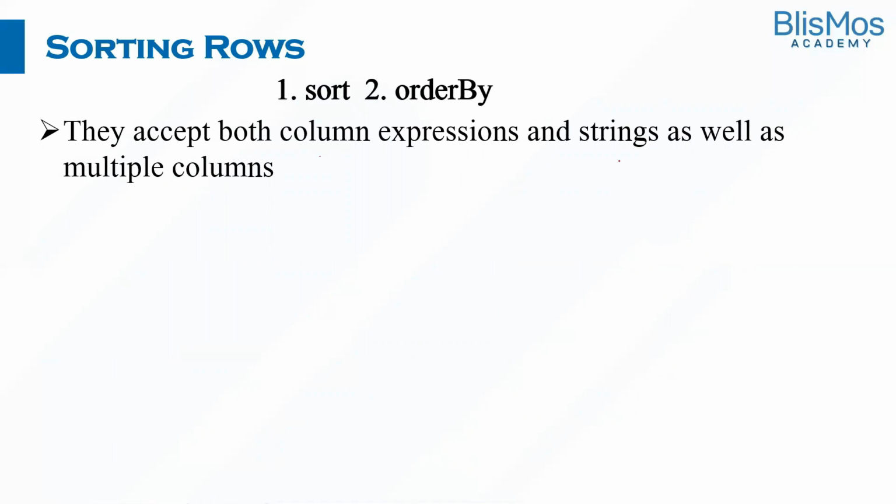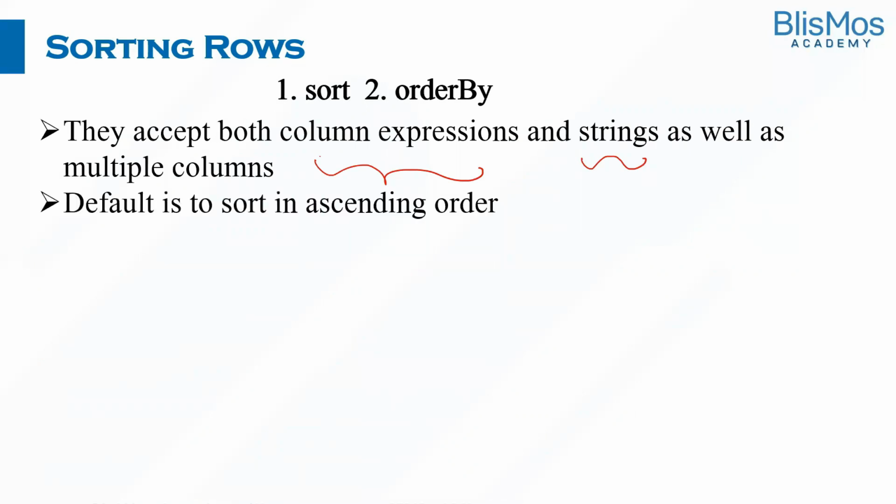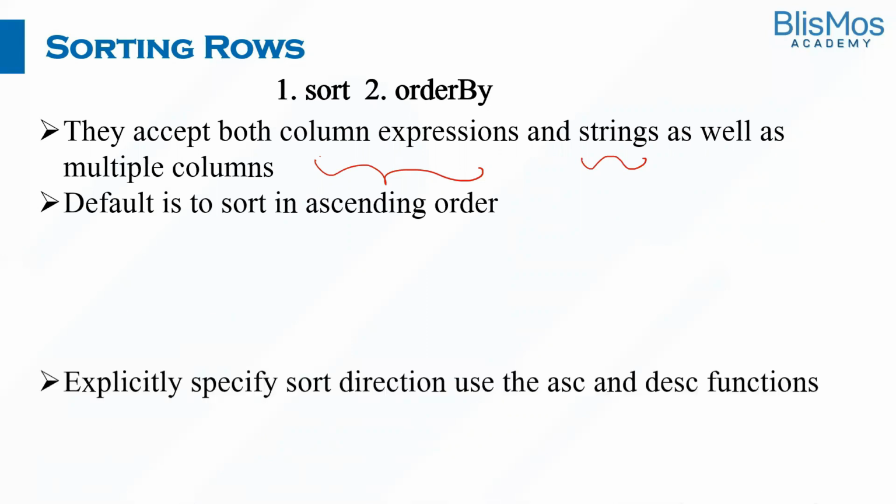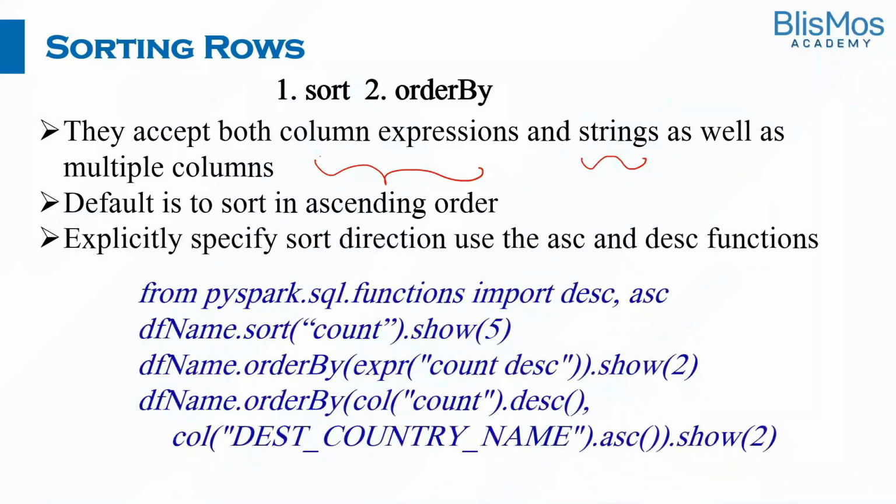They accept the column expressions and also strings as multiple columns. The second one is the default order in which they will be sorting is in ascending order. That means if you don't specify the option whether it is ascending or descending, it will assume you are thinking it should be sorted in an ascending order. We can explicitly specify whether it is ascending order or a descending order by using ASC and DSC.